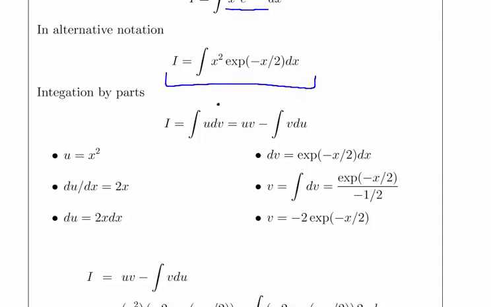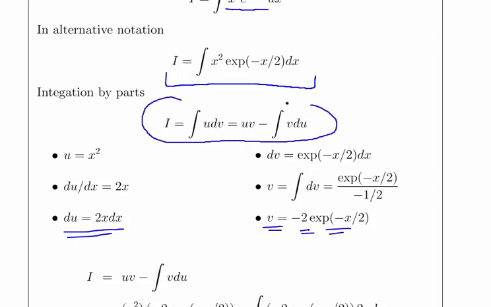Okay, I'll just go over the basics of it quickly. u is equal to x squared, and that means that du is equal to 2x times dx. dv is equal to the exponential of minus x over 2 dx. When we integrate that out, we get minus 2 times the exponential of minus x over 2. This is the fundamental formula for integration by parts.